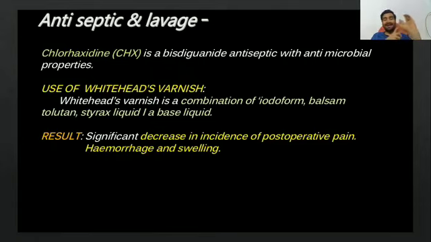Use of Whitehead's varnish, right? Whitehead's varnish is a combination of iodoform, balsam, and toluene, with storax liquid as a base liquid. The result is a significant decrease in the incidence of post-operative pain, hemorrhage, and swelling. So these three things are decreased. What all decreased? Post-operative pain, hemorrhage, and swelling.